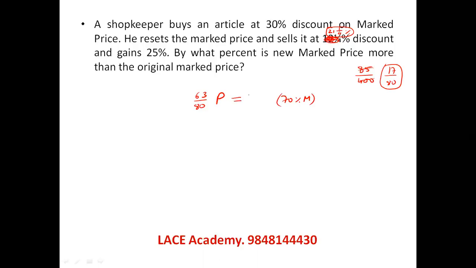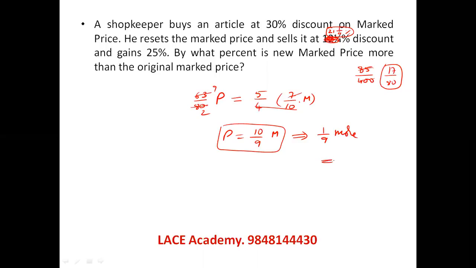This is giving him 25% profit on the cost price he bought. So 25% can be written as 5 by 4. 70% of market price can be written as 7 by 10. So now you can see what is happening. So P equal to 10 by 9 of market price. So the new market price is 10 by 9 times the old market price. 10 by 9 actually says 1 by 9 more. 1 by 9 more implies 11.11% more. That's what he's asking.